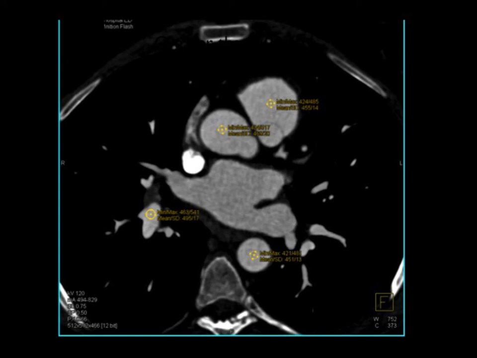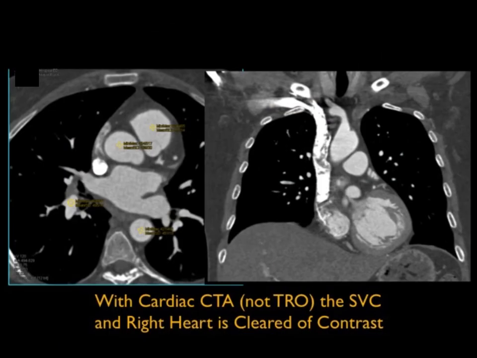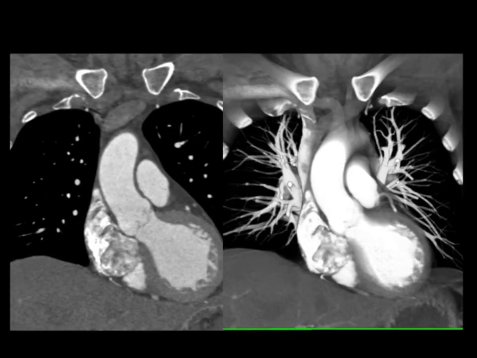Again, the ability to wash out contrast with a saline chaser has to be diminished, because if you wash out the right side of the heart, you're not going to be able to diagnose pulmonary emboli. When you're doing just a coronary, you try to wash out the right side of the heart. You can't do that. And again, one of the challenges with continued inflow of contrast into the SVC is the potential of artifact off the dense contrast material.